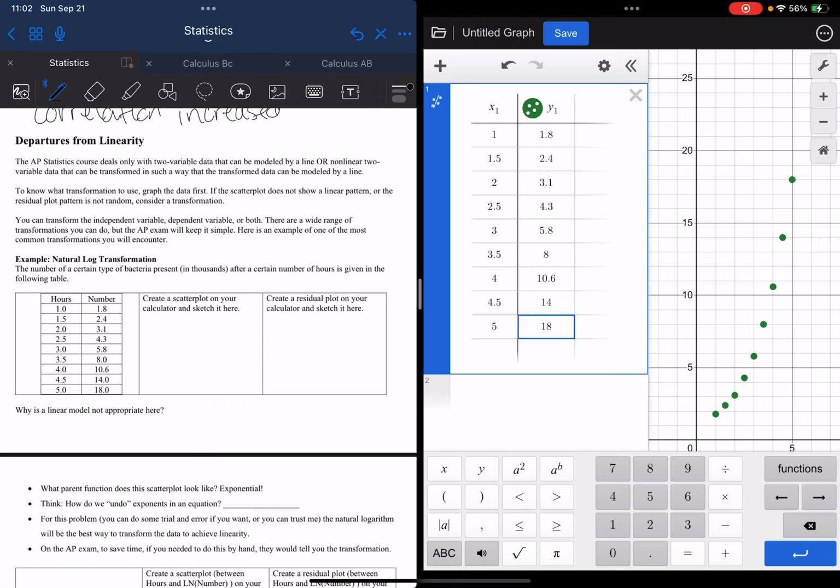Okay, and so if I was to draw a rough sketch of what these points look like, I should notice that these points are no longer looking linear. Okay, so I'm going to keep that in mind.